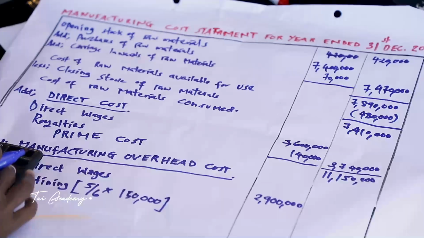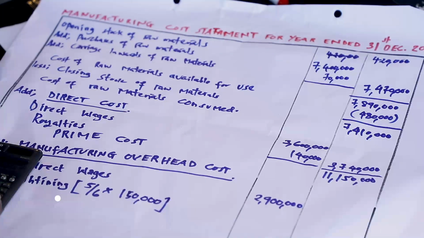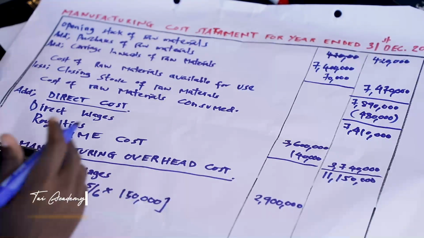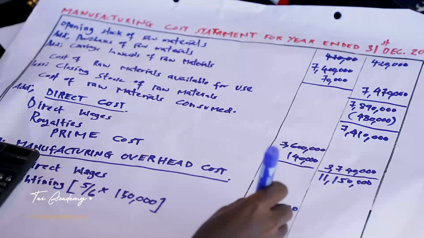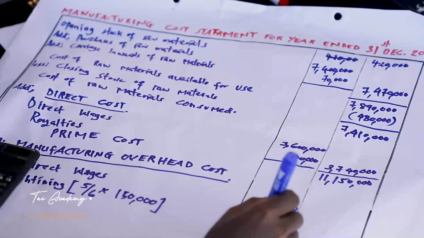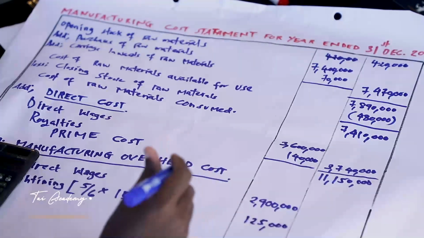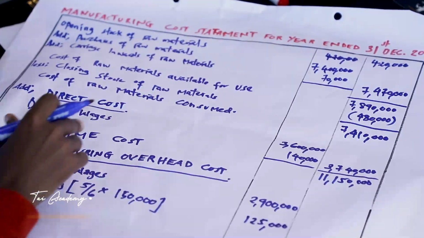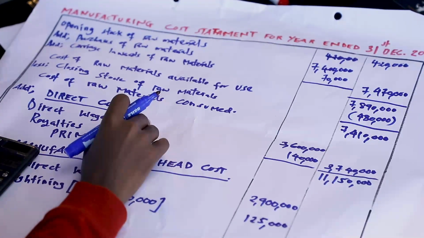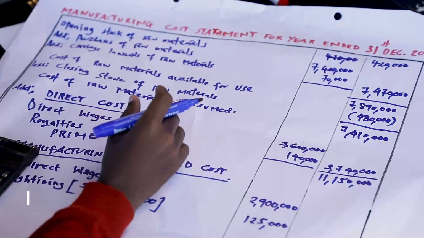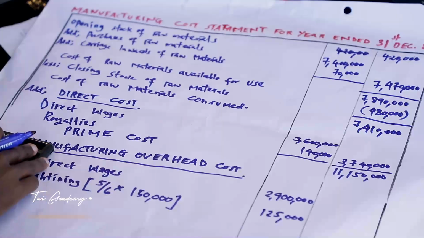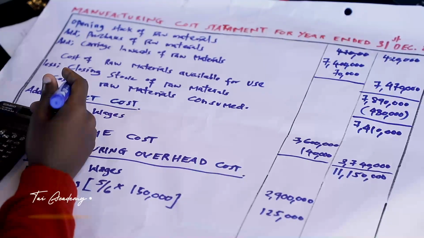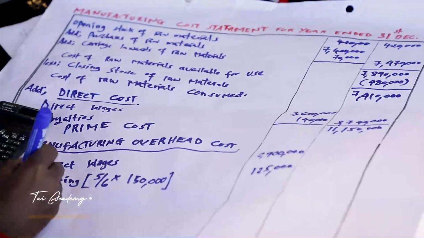So if you take 5/6 times 150,000, you get 125,000. That means that 5/6 of lighting was used in manufacturing or the factory, but the remaining 1/6 was used in the normal merchandising. The other apportionment was for rent.